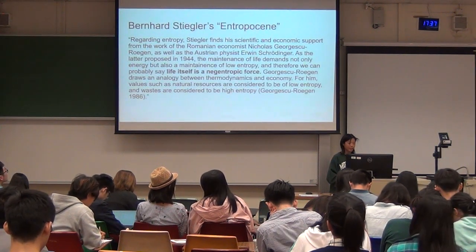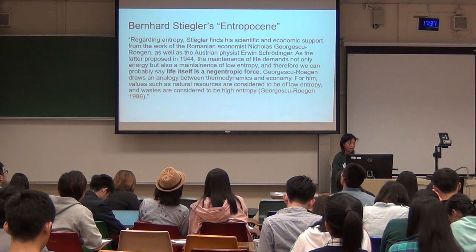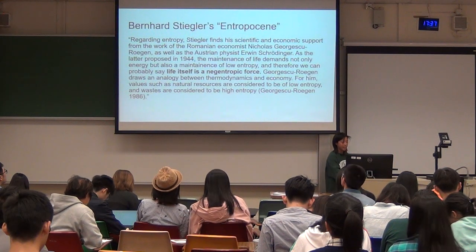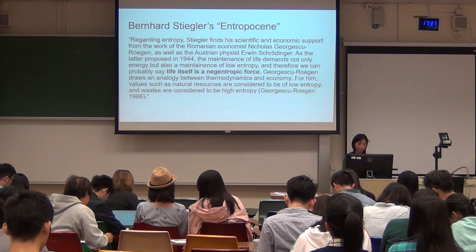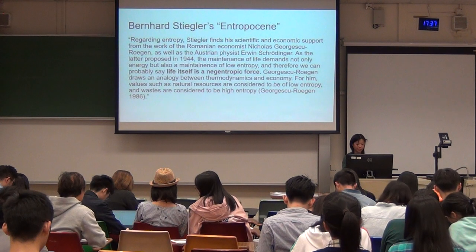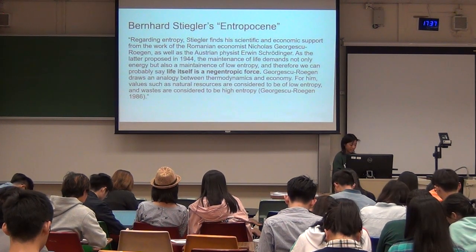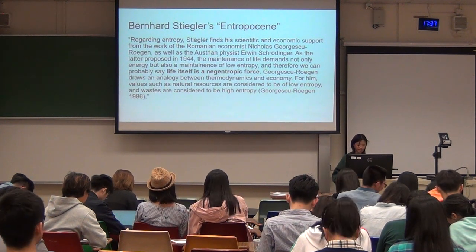I've also been thinking about Bernard Stiegler's notion of the Anthropocene, and he has this idea that life itself is a negentropic force. Negentropy is opposed to entropy, and in order to maintain life, there's a way of dealing with energy that is optimal and isn't recklessly expending it.